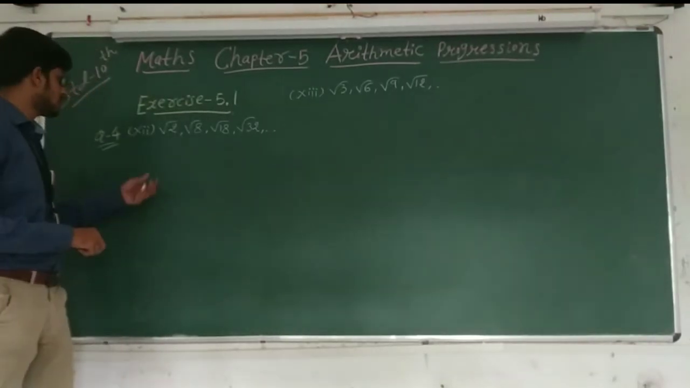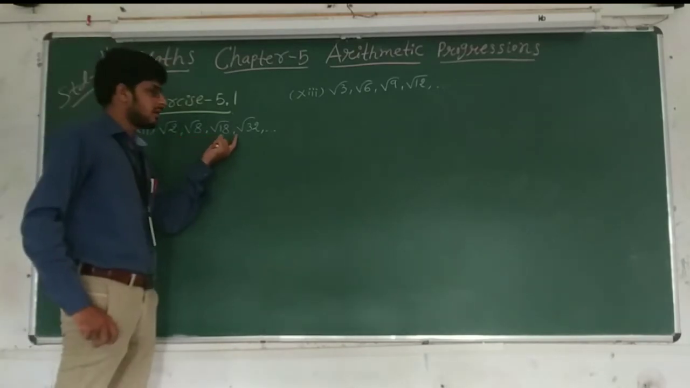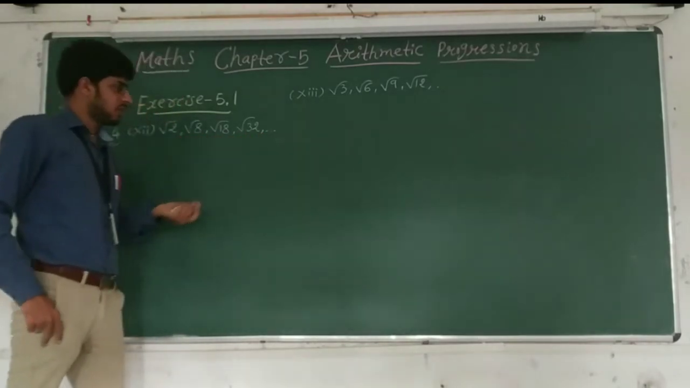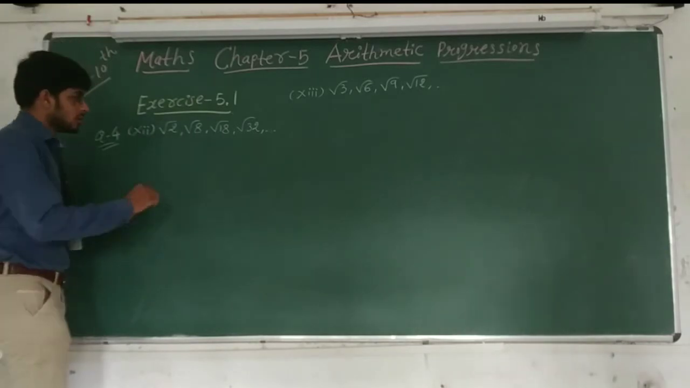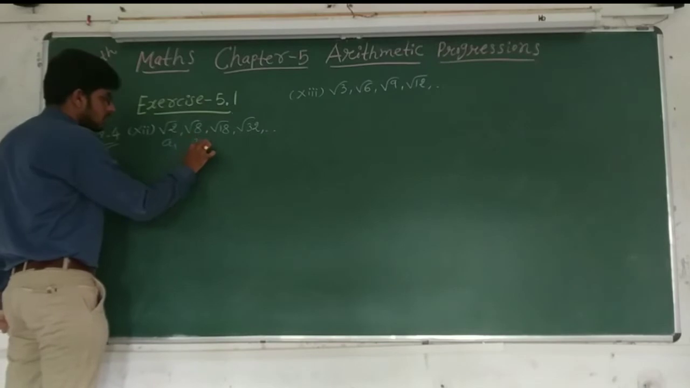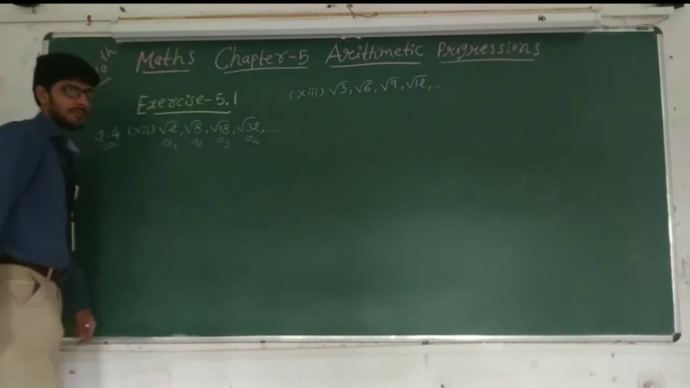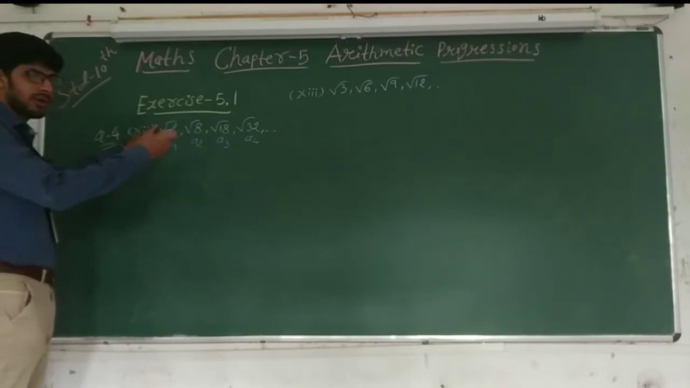Okay, next, question number 12 of question number 4. √2, √8, √18, √32, and so on. So we have to check, is it an AP or not? Here the first term is √2, the second term is √8, the third term is √18, and the fourth term is √32. So first of all we have to check the common difference.